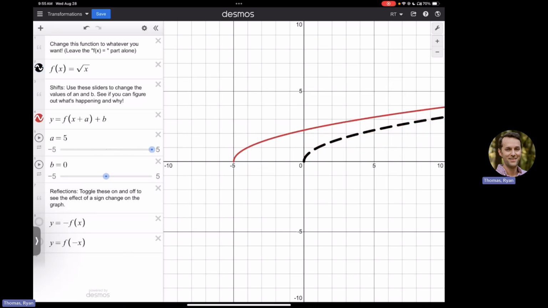Now, there's another interesting thing that you might notice here: when a is 5, the inside part of that function is x plus 5. So I've increased the input, the x value, by 5 before the function does its thing. We actually shift to the left. And that might feel a little bit backwards. It feels a little bit backwards to me still, and I've done this many times, but that is how it works. Increasing that shifts everything to the left, decreasing shifts everything to the right.